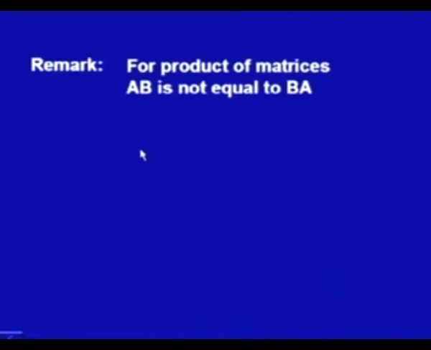Similarly, this is another remark: the product of matrices AB is not equal to BA. We have proved that the product of matrices is not commutative, that is, AB is not equal to BA. Of course, it is important that AB and BA should be of the same order and that these two products are possible.